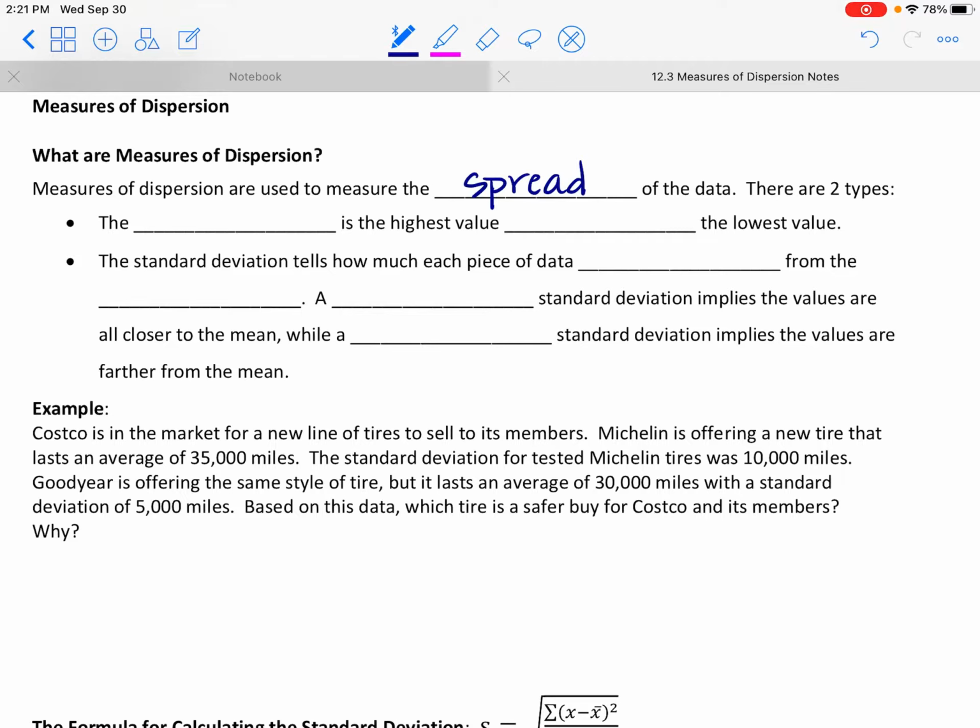But sometimes that measurement isn't enough information, especially if we're looking at an actual situation and not just data for the sake of looking at data. Okay, so measures of dispersion are sometimes needed in addition to the measures of central tendency to make informed decisions. Okay, let me show you an example of what I'm talking about.